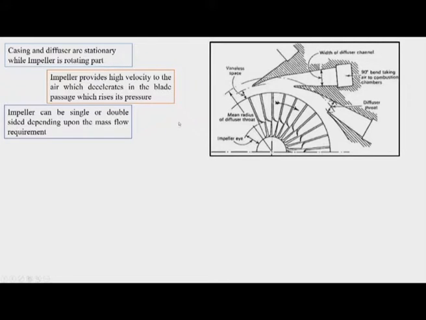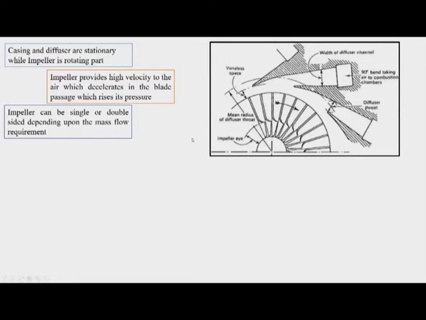Okay, then the impeller can be single or double sided depending upon the mass flow rate. Here we mean that the impellers, the discs we have seen until now, had vanes only on one side. We will see down the line that there can be an impeller with vanes on either side.